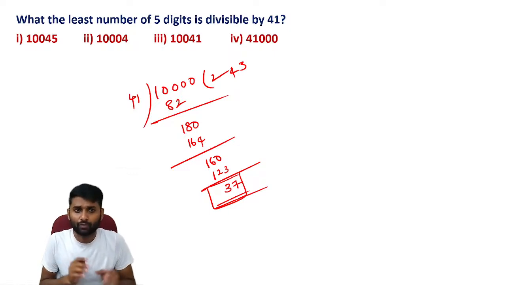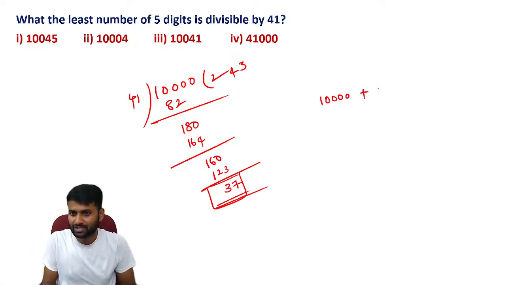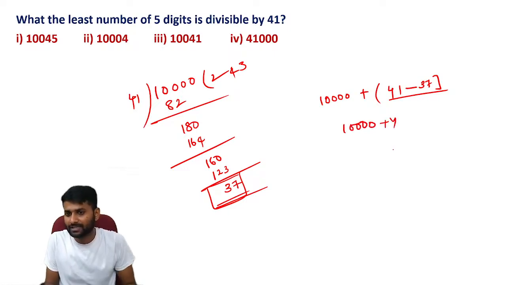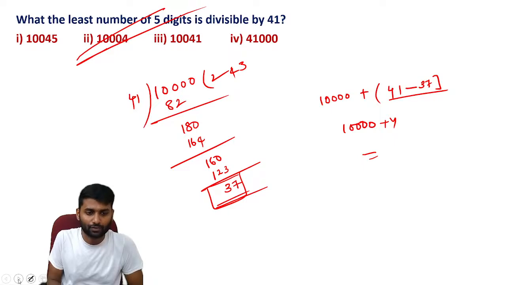But here the question is, what is the least 5 digit number which is divisible by 41? It means take 10,000. I told you in the last session also, find the difference of divisor and remainder. The difference of 41 and 37 is equal to 4 units. So 10,000 plus 4 is equal to 10,004. So the least 5 digit number which is divisible by 41 is 10,004.